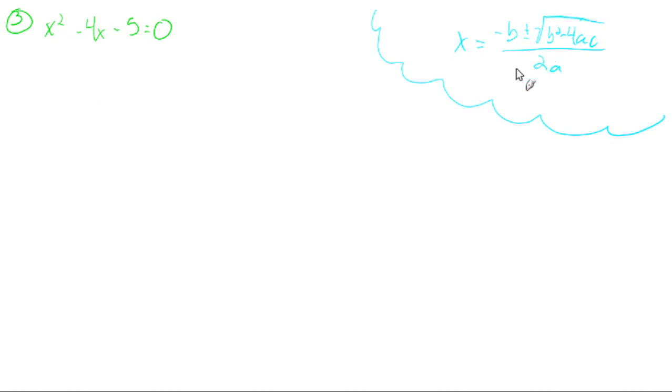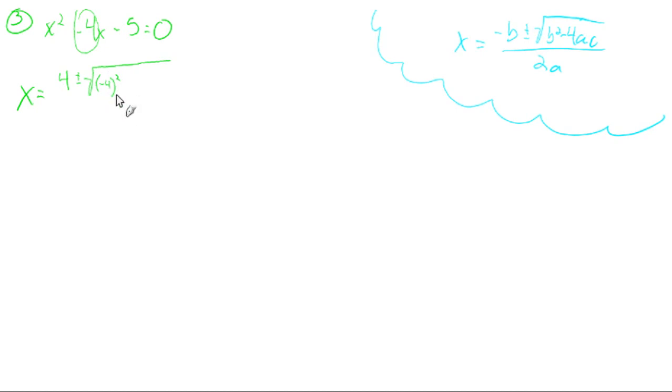So all we need to know are a, b, and c. Fill in all the a's and b's and c's, and we'll be ready to go. So the solutions will be x equals negative b. Okay, so b is negative 4, so negative 4 would be positive 4, plus or minus the square root of b squared. So b is negative 4, and we're going to square that. Make sure you square negative 4. Right, you're going to get negative 4 times negative 4.